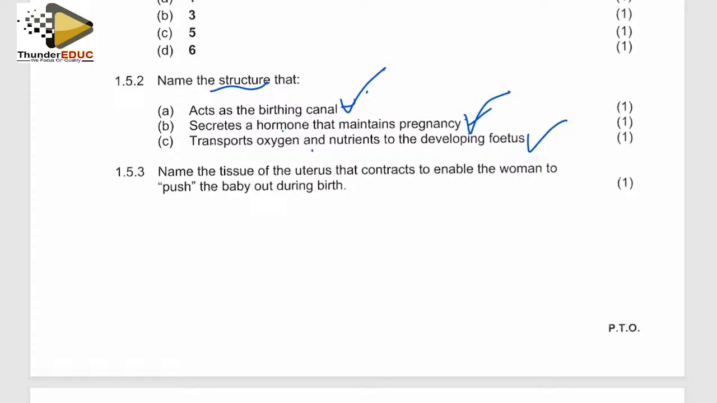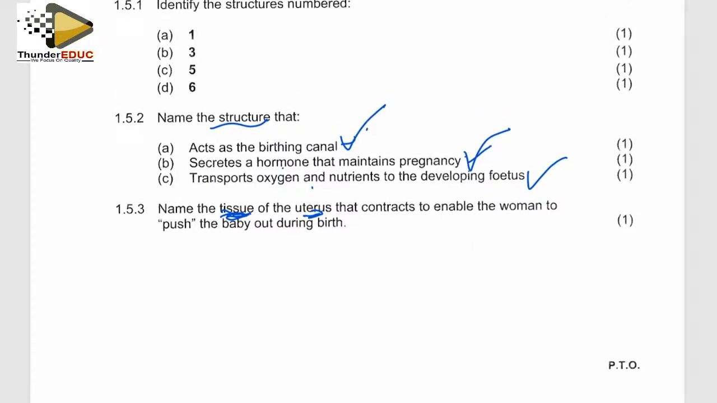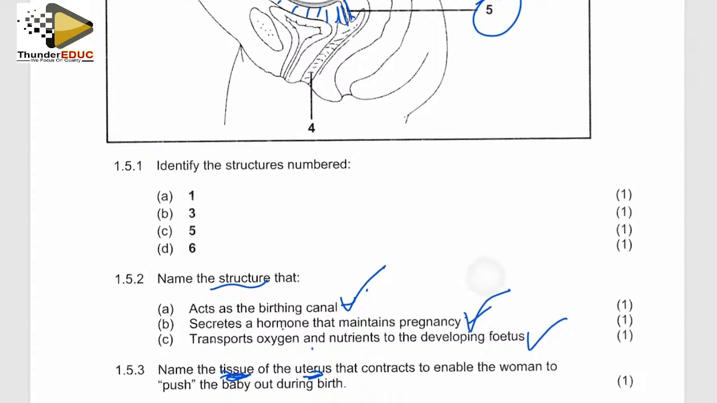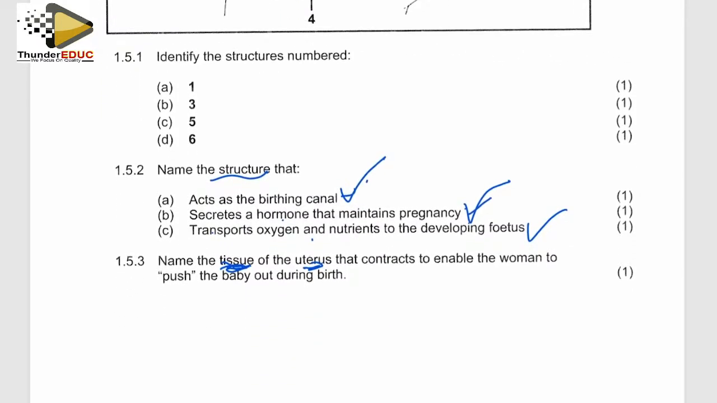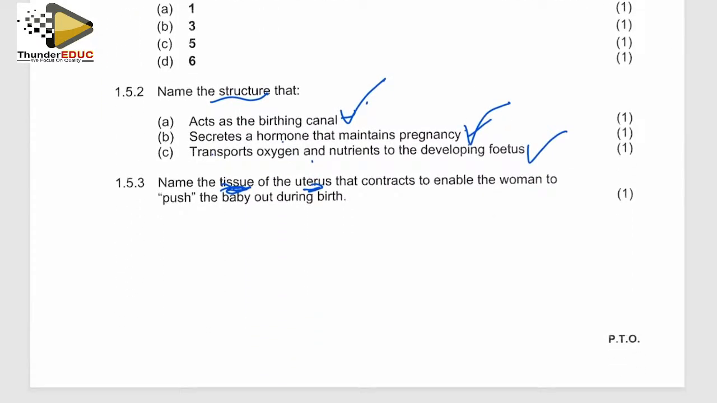Name the tissue of the uterus that contracts to enable the woman to push the baby out during birth. So name the tissue. They are saying the tissue of the uterus. If they did not say the uterus, then it would have been the cervix, because it is the cervix which dilates and pushes. But because they're saying uterus, then automatically it is the endometrium.